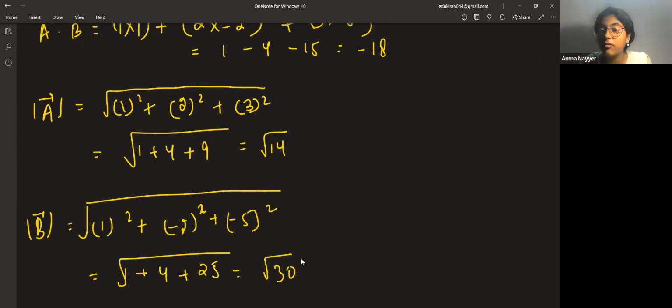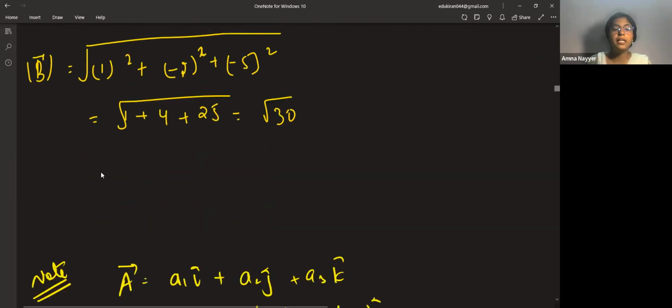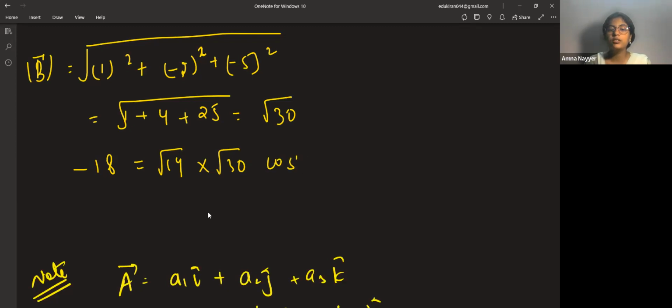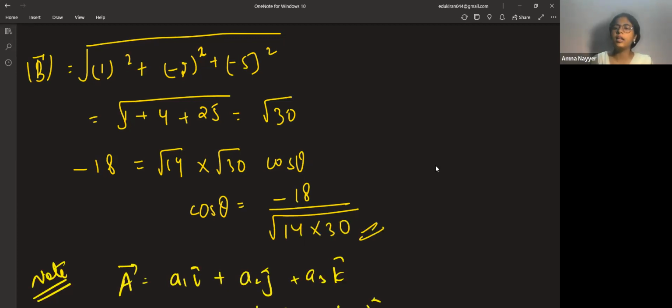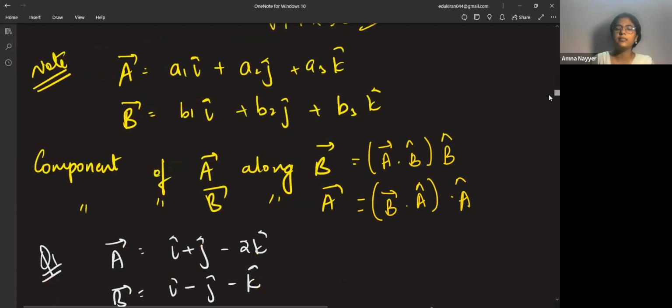We just have to find out the value of cos theta. What is A dot B? A dot B we have calculated, it's minus 18. A dot B is minus 18, equal to what is magnitude of A? Root 14. Magnitude of B? Root 30, into cos theta. So your cos theta will be equal to minus 18 divided by under root 14 into 30. Solve it. Whatever answer you're getting, that would be the answer.